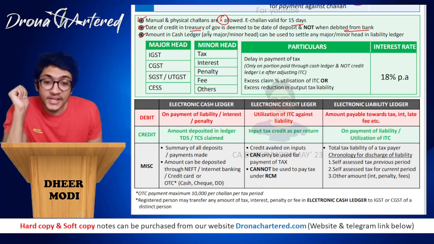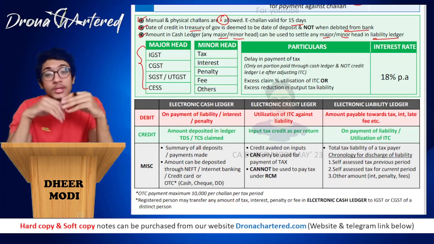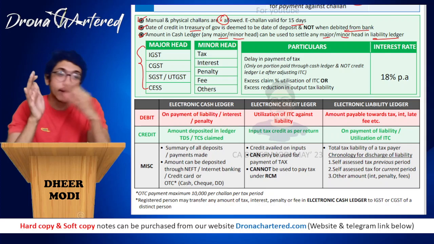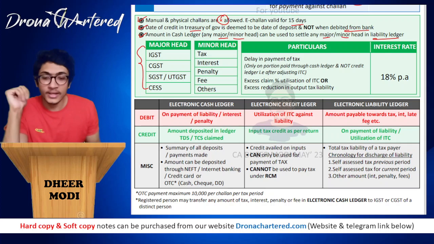Next is amount in cash ledger, that is any major or minor heads. So these are your major heads and these are your minor heads. They can be used to settle any major or minor head in liability ledger. Earlier this was not the case. You had to use only one head against the liability of the same head, which now has been removed. So you can mix and match in any way.